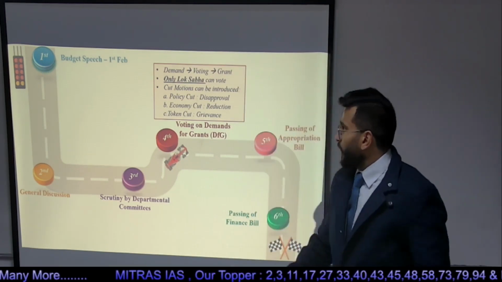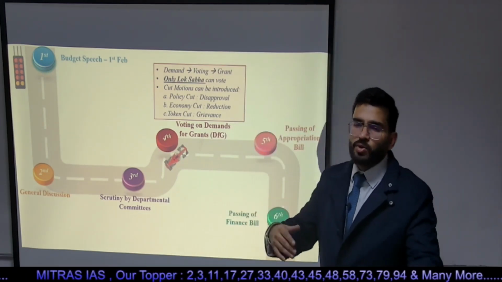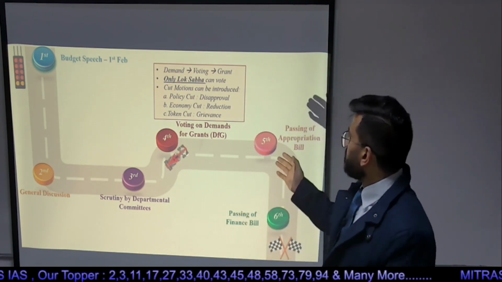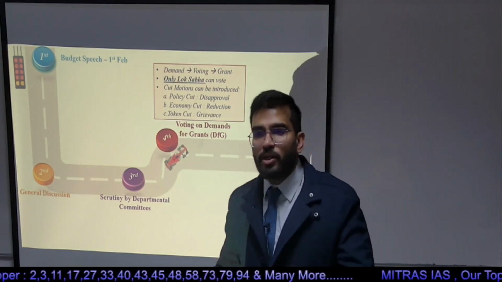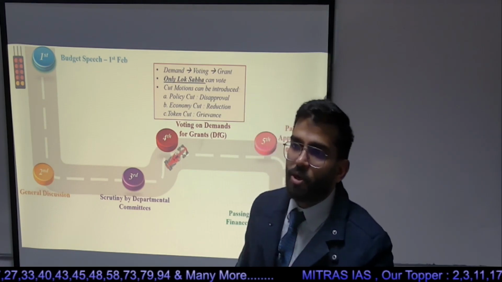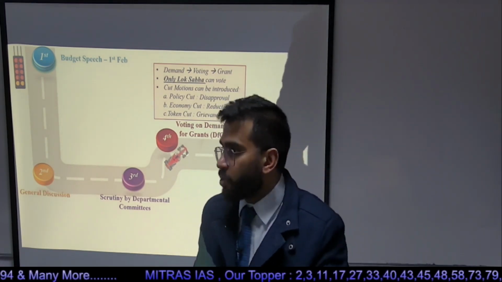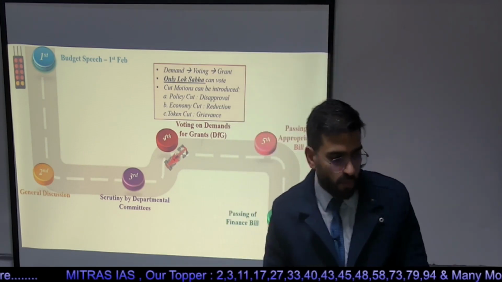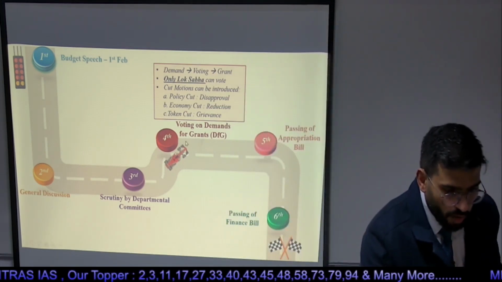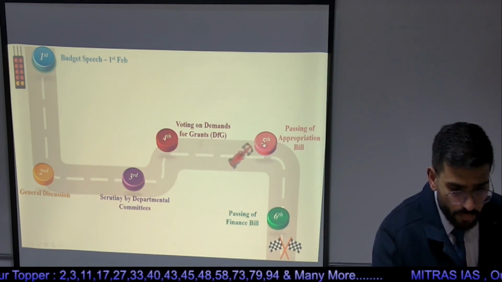So these are the 3 kinds of cuts. Then there's an economic cut where you can reduce the money by X amount, and then you have a token cut where you can reduce the entire amount. So instead of giving you 10,000 rupees, they will give you 9,900 rupees. They'll reduce 100 rupees out of whatever amount you have asked for. This is called voting for demand for grants.